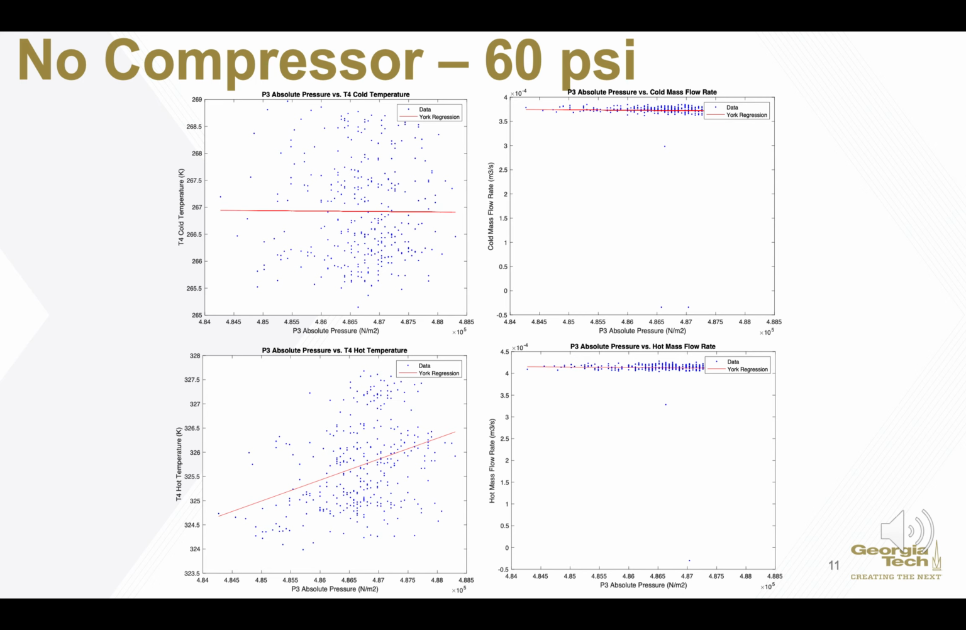The relationship between the P3 pressure and the vortex tube output temperature and flow rates were also analyzed here, and the same trends were seen.